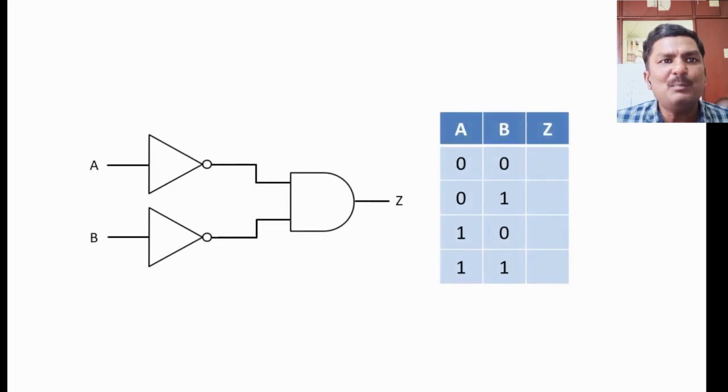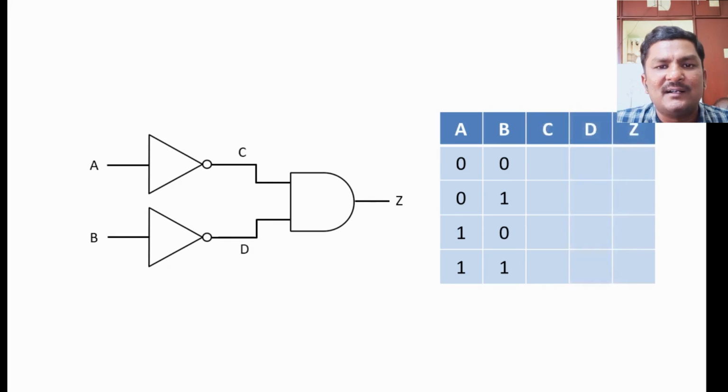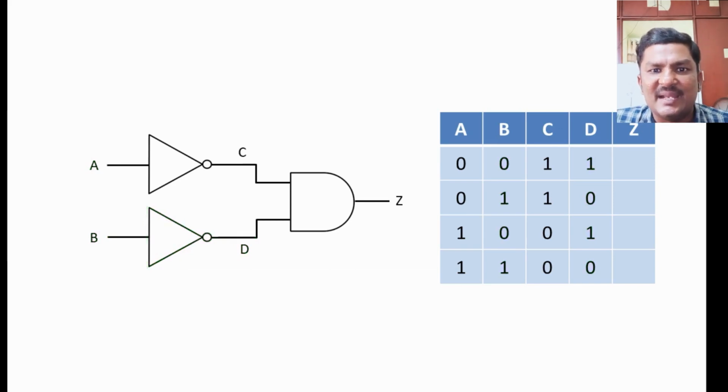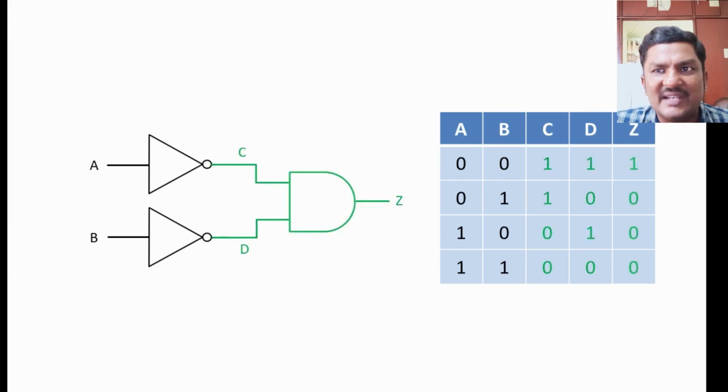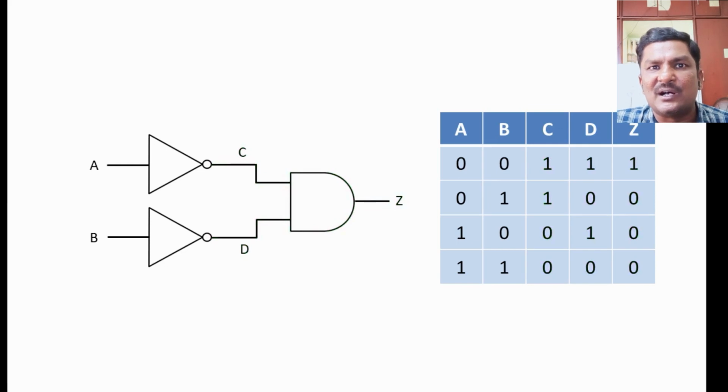In the fourth example, I consider two NOT gates and one AND gate. A and B are inputs of NOT gates and Z is the output of the combination. C is the output of NOT gate for A and D is the output of NOT gate for B. So values of C and D can be written easily. So Z is the output of the AND gate, with C and D as inputs of AND gate.